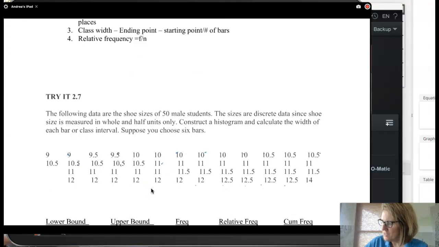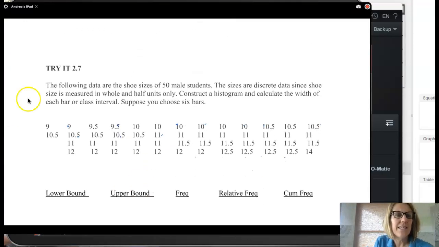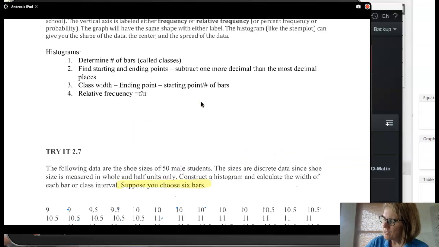Okay. So in this example here, we can see that the following data are the shoe sizes of 50 male students. The sizes are discrete data since shoe size is measured in whole and half units, but it is measuring, so it is quantitative data. So what we're going to do is construct a histogram and calculate the width of each bar or class interval. And here it does tell us that we're going to use 6 bars. Okay, so most of the example problems will tell you how many bars or classes to have. Okay, so remember, we want to determine the number of bars.